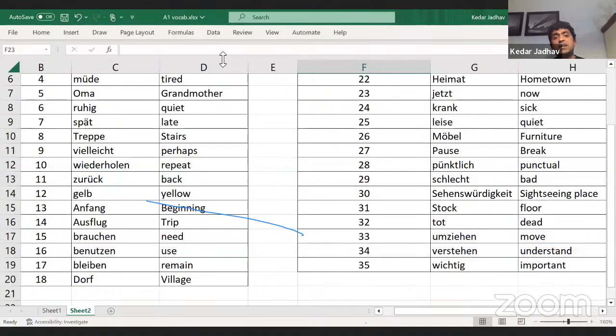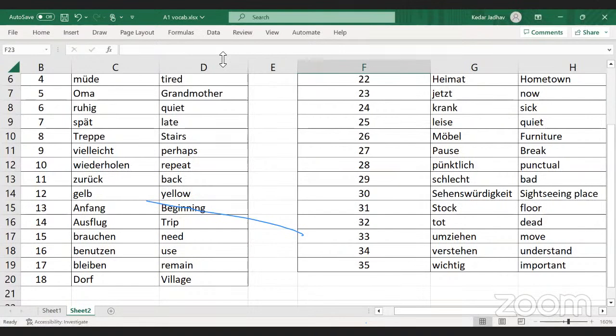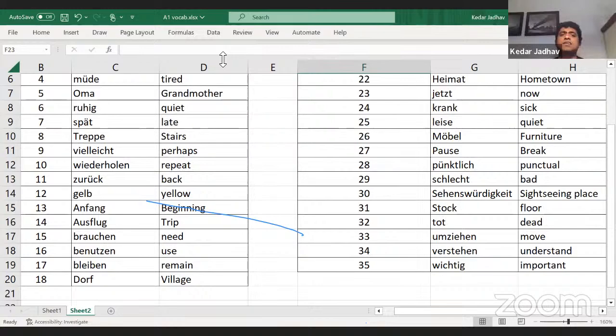Verstehen, again very important. Ich verstehe das. Yeah, ich verstehe. Verstehen is to understand. Samajhna. And wichtig. Wichtig is important. Understood? Yes. Now, honestly check karo aur kitne correct hai likho. Ekdam honestly likho. I will wait.